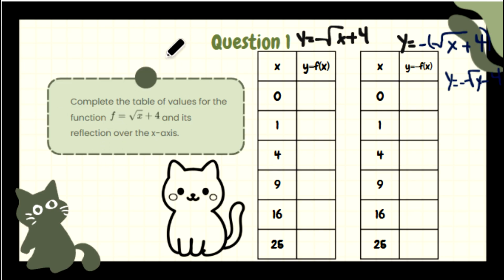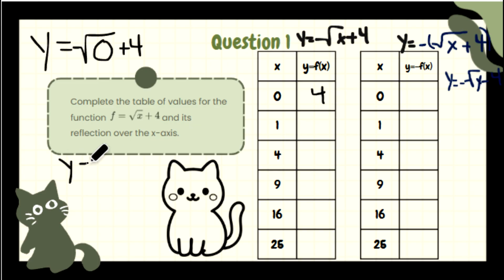Let's do this first. So we have y equals the square root of our first value, 0, plus 4. The square root of 0 is just 0, so y is equal to 4. Okay, let's do this next one.